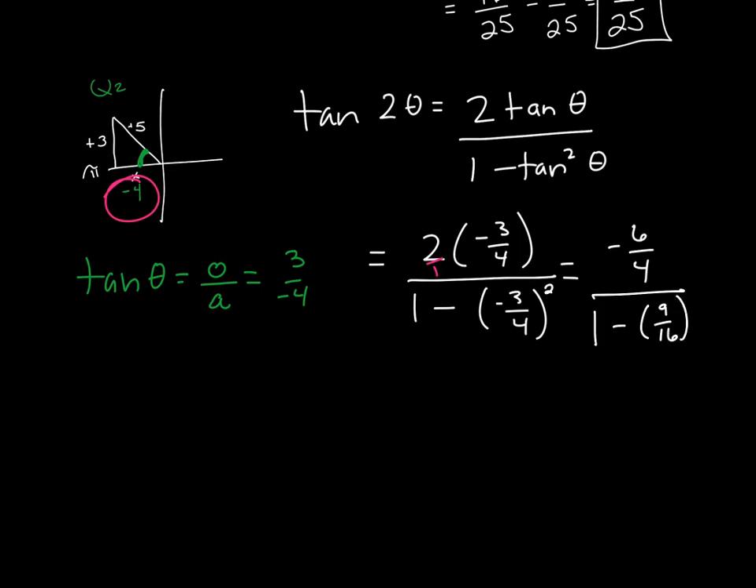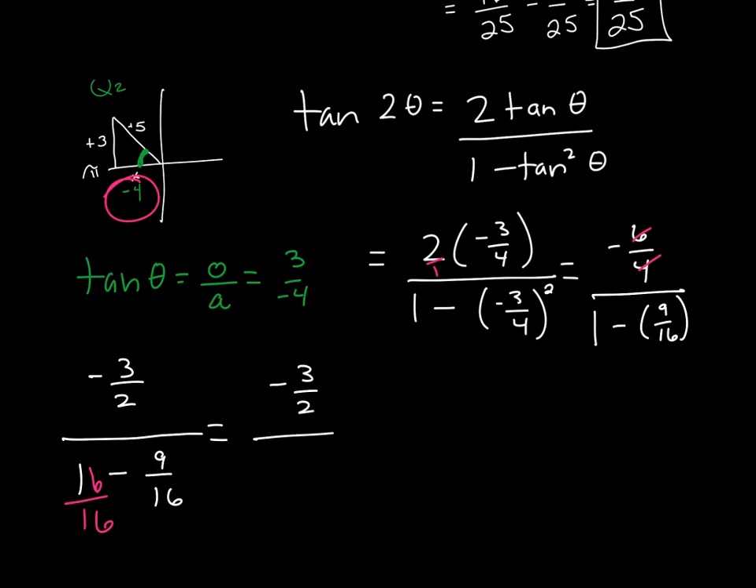All right, so how do I simplify this? 6 over 4, they both reduce by 2, and I am left with negative 3 over 2 in the numerator. In the denominator, I have 1 minus 9 over 16. I'm going to combine those two fractions first, making the 1 into 16 over 16. So I still have negative 3 over 2 in the numerator, and in the denominator, I have 7 over 16.